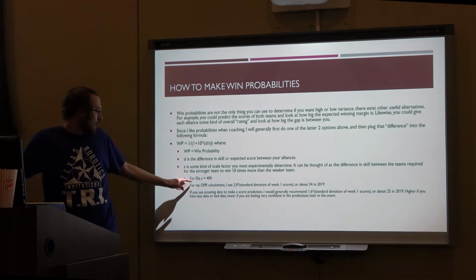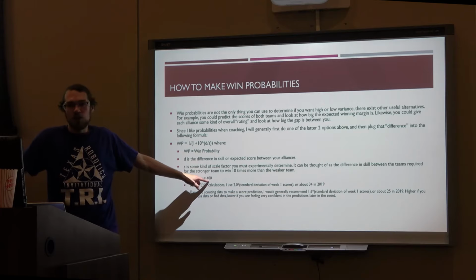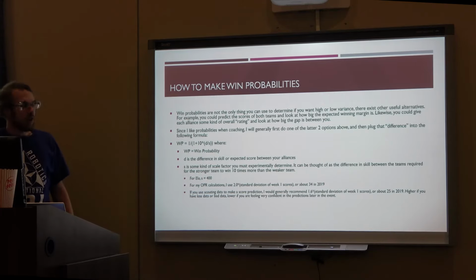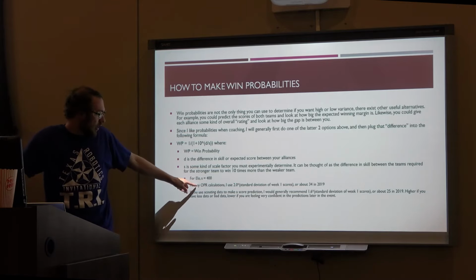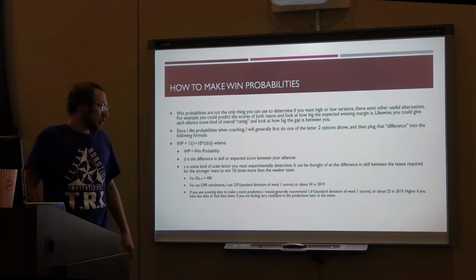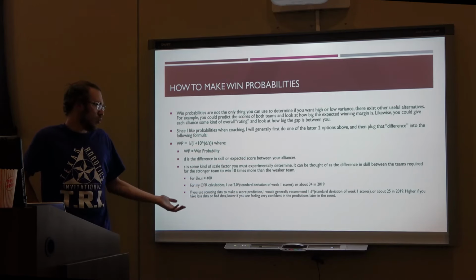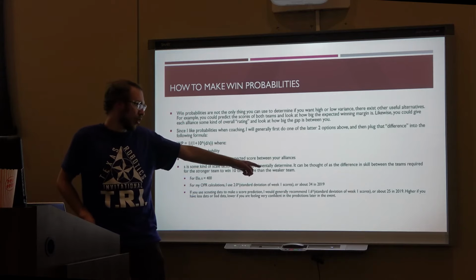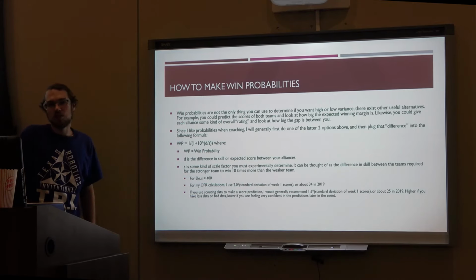So for my Elo ratings, I use S equals 400. So the sum of the stronger alliance's Elos needs to be 400 points higher than the weaker alliance's Elos. For OPR calculations, I use 2 times the standard deviation of the week 1 match scores. So that was about 34 points in 2019.